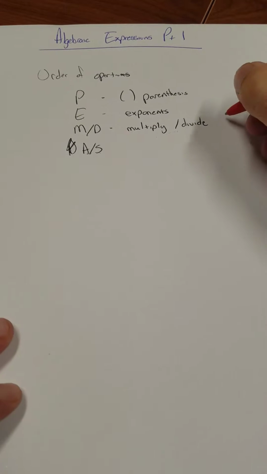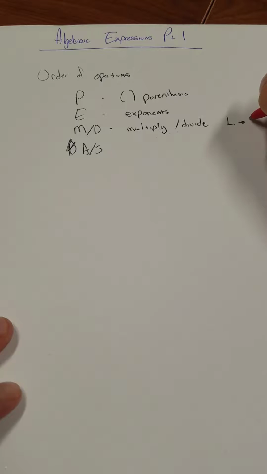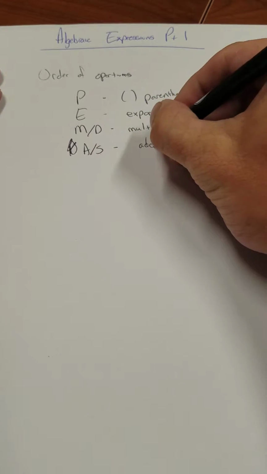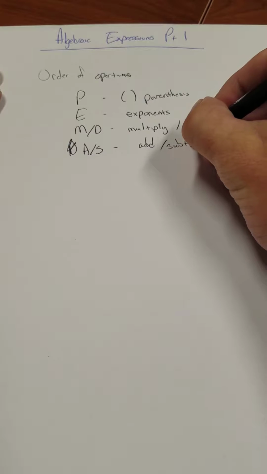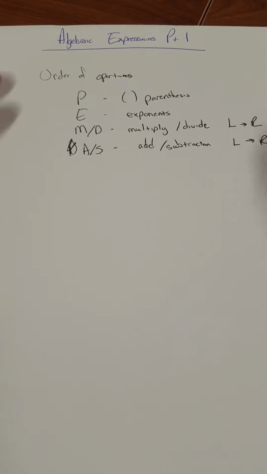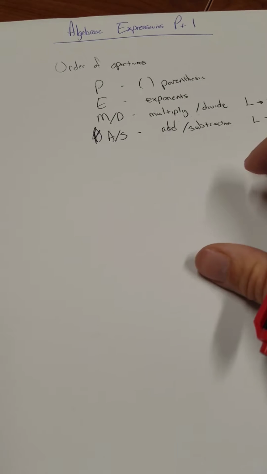Then comes multiplication and division. It doesn't matter which one you do first. Multiplication and division, you're going to do from left to right. So if division comes first from left to right, you do your division before your multiplication. It's not like multiplication has to come first. Same thing for adding and subtracting. We do those from left to right. Whichever one comes first in the equation is the one that you do. So if there's a subtraction before an addition, you do that one first.